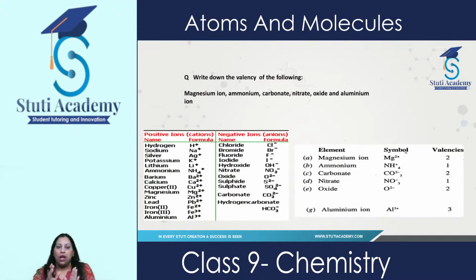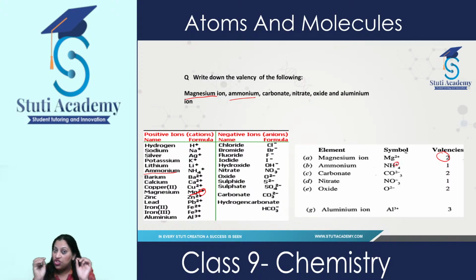Now, a question can come in the exam: write down the valency of the following. So you need to learn that table which I have already told you. Like, write down the valency of magnesium ion. If you know this table, you immediately write down the formula and whatever charge is present on it, so it has valency 2. Ammonium. Where is ammonium written? Here it is ammonium. If you know its formula, which is NH4+.